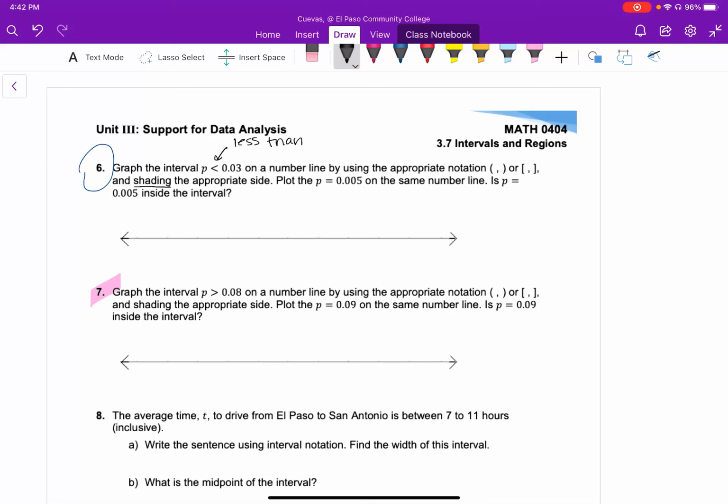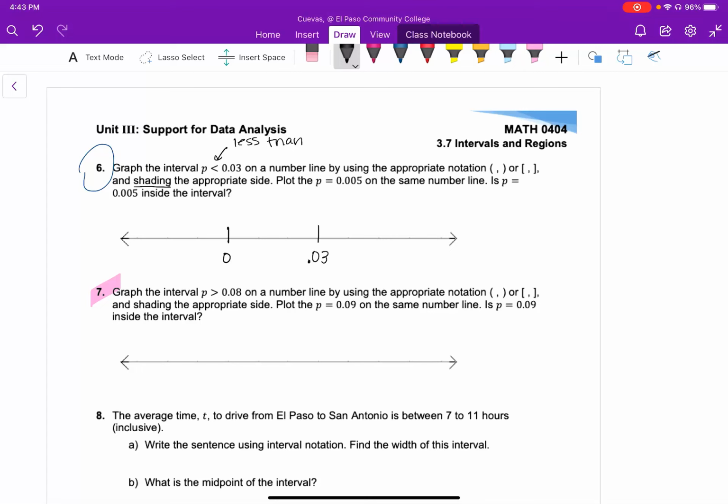Plot P is equal to 0.005, or 5 thousandths, on the number line. Is P, 5 thousandths, inside the interval? All right, one step at a time. Let's go ahead and graph the interval. P is less than 0.03. So I'm going to put down a 0. And I'm going to notice that 0.03 is to the right because it's positive. I'm just going to put it, let's say, right here.